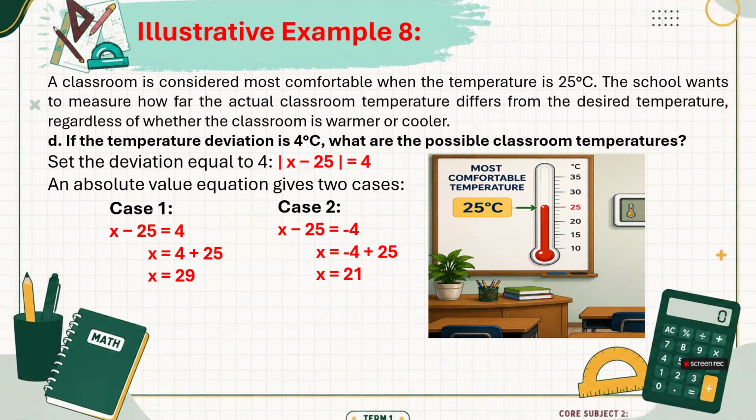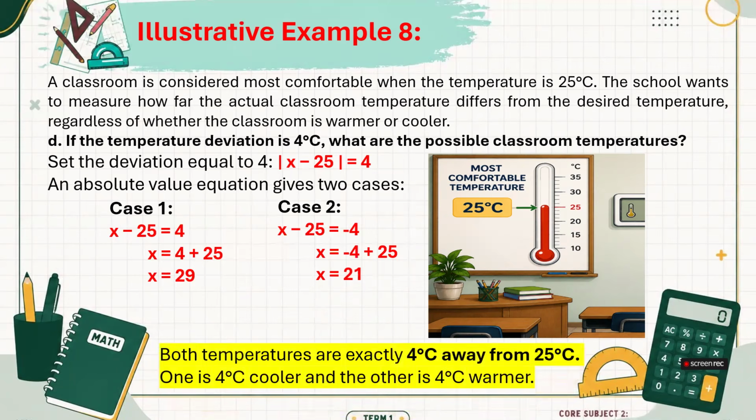So why two answers? Because 21 degrees is 4 degrees below 25 degrees, while 29 degrees Celsius is 4 degrees above 25 degrees Celsius. So both are exactly 4 degrees away. Always remember this one. Absolute value is useful whenever you care about the distance or the difference, regardless of the direction. Okay?